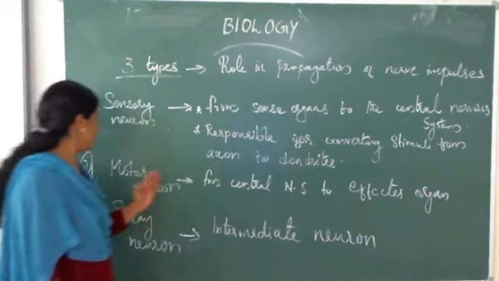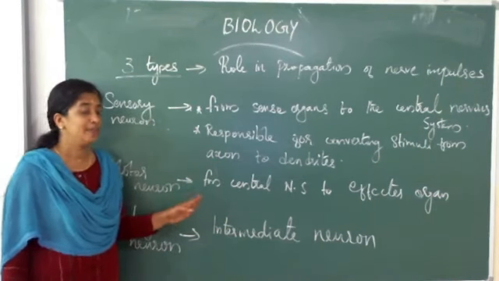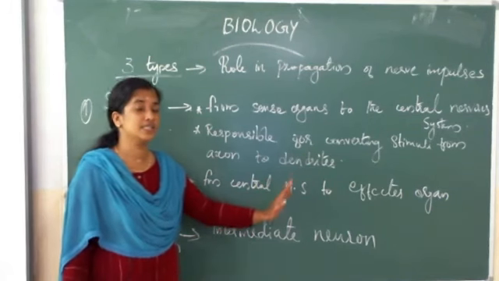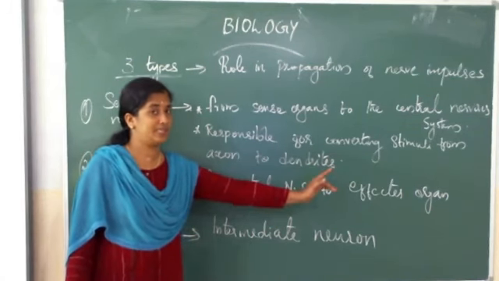Okay. Then next about motor neuron. This motor neuron transmits impulses from the central nervous system to effector organ.